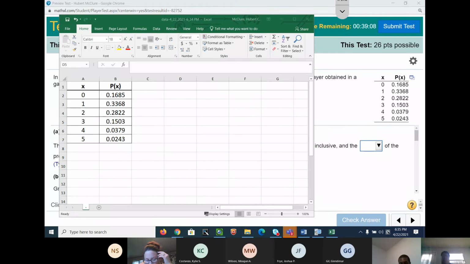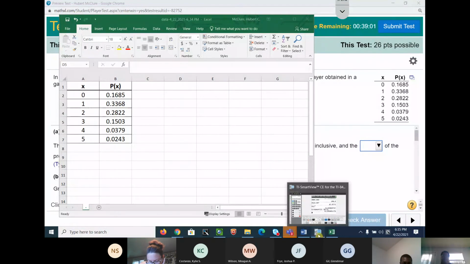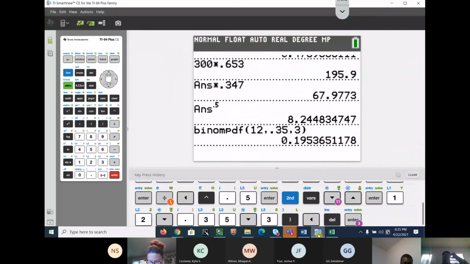Okay. For my mean, I got 2.5. And my standard deviation, well, I haven't done it yet. Just give me a second. Let me type it in. I'm going to do it in the calculator. It's a whole lot easier.